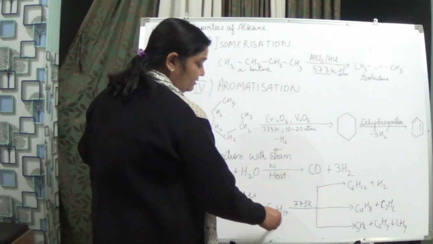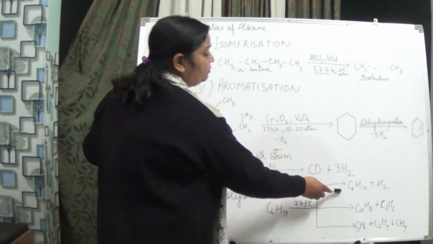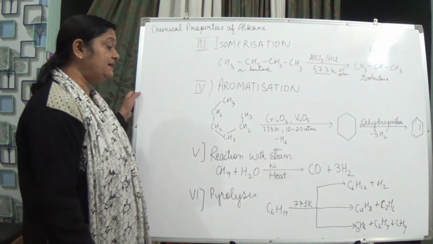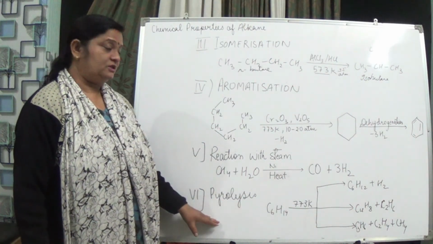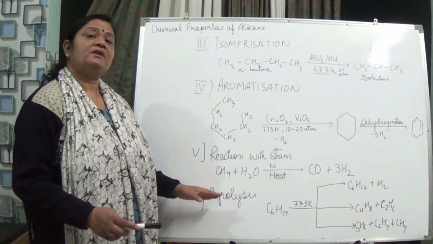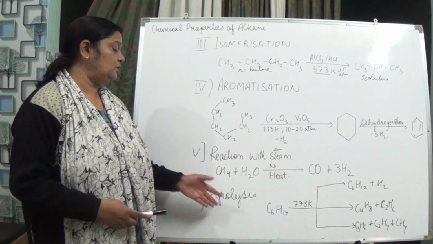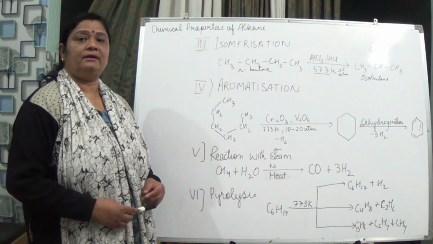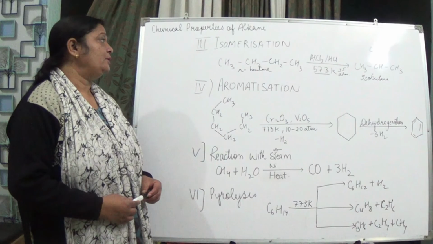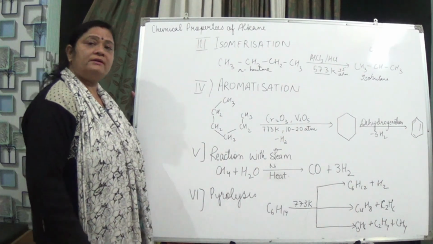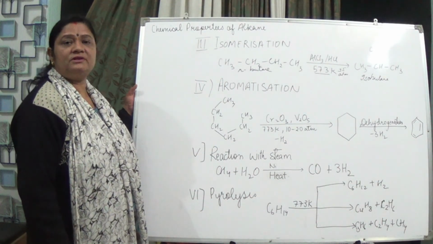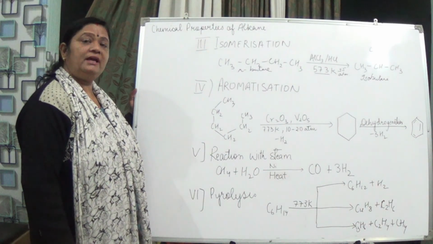So from this normal hexane we have a mixture of alkanes and alkenes, and in this process, pyrolysis, cracking of the alkane is being done, thus it is also known as what? Cracking of alkanes. So hope students you might have understood about the chemical properties of alkanes. Good day, take care.